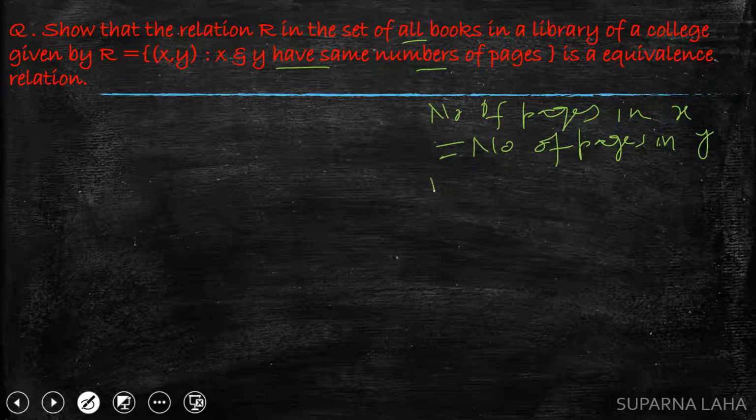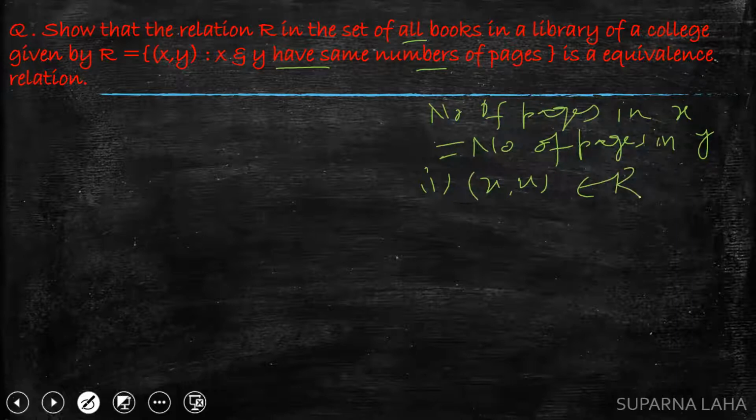Now, if we check the first property, number 1, X comma X definitely belongs to R, since X and X definitely have the same number of pages. So the first property is satisfied.